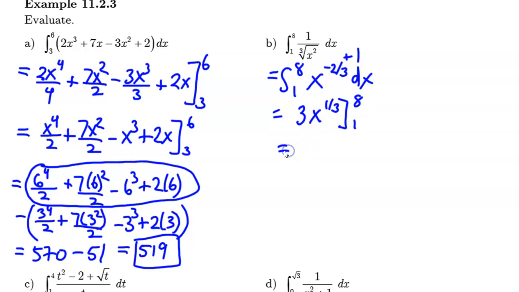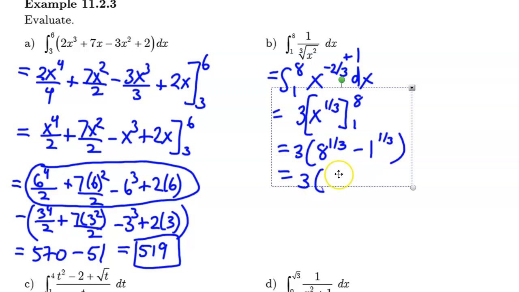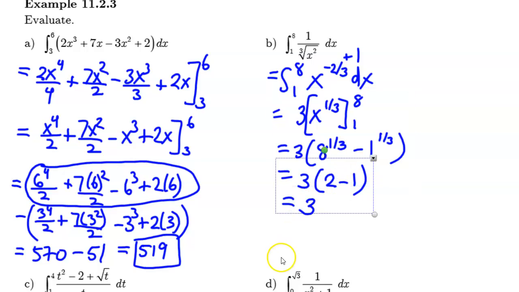Okay, so now with this one, because I have a constant out here, I could just box that out, leave the 3 out here, and just sub in the 8. So 8 to the 1/3 minus, let's sub in the lower limit, 1 to the 1/3. That equals 3 times cube root of 8 is 2, cube root of 1 is 1. So 3 times 2 minus 1 is 3.